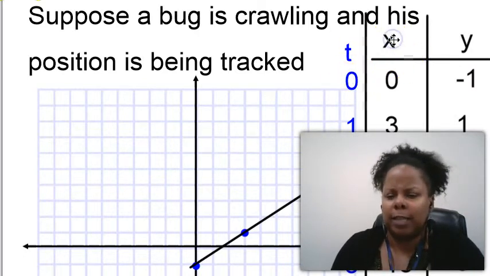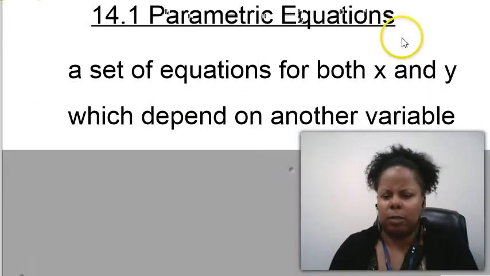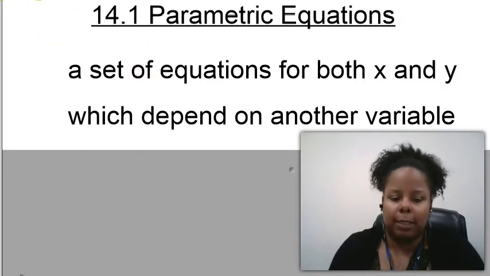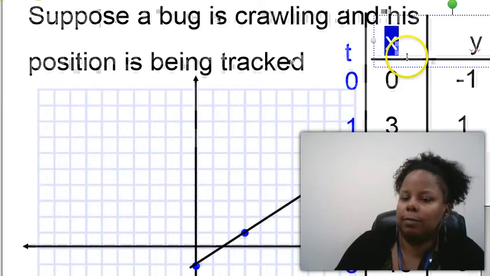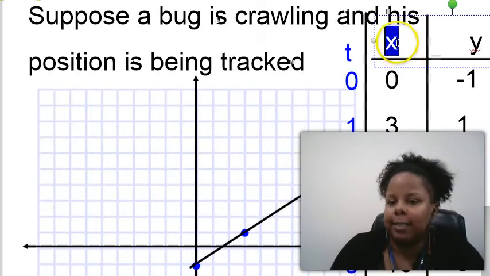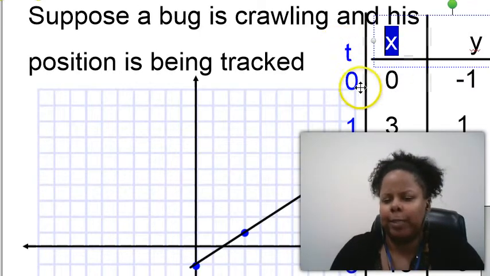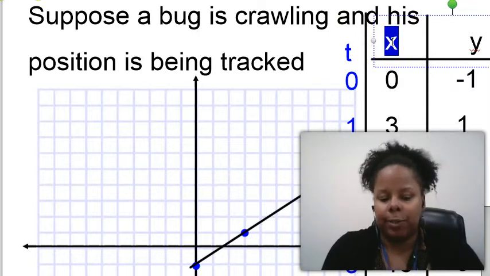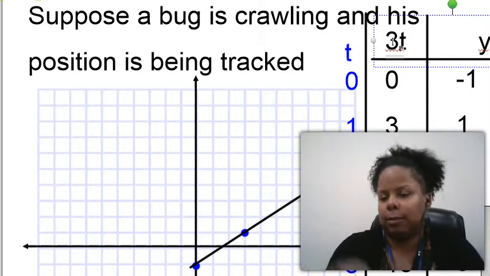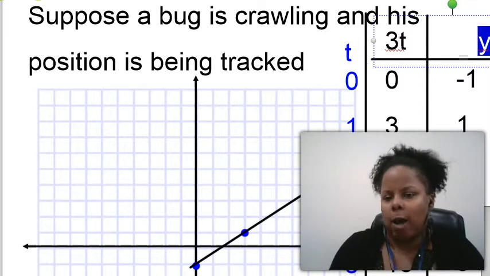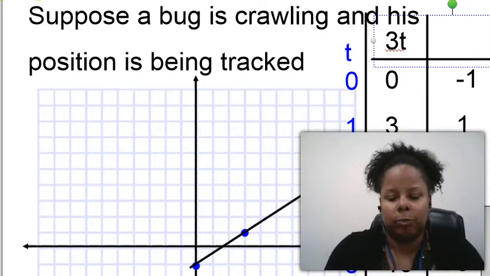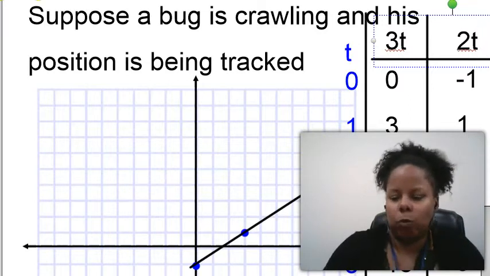off of t. So in this case, if I take a look at this, it looks like x can be found based off of t and y can be found based off of t. How is that possible? Well, let's take a look. If I base x off of what t is doing, then it looks like x can be the same equation as 3 times t. And if I base y off of what t is doing, it looks like y can be found by taking 2 times t and subtracting 1.